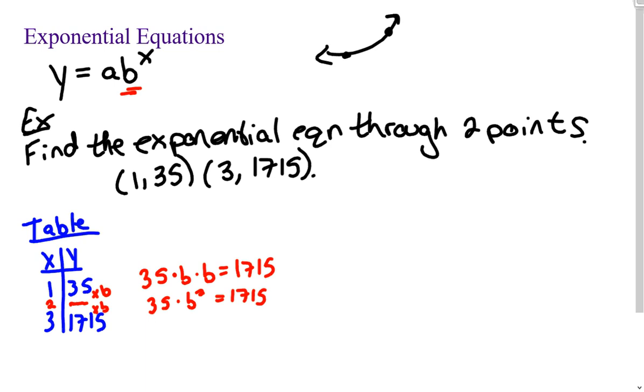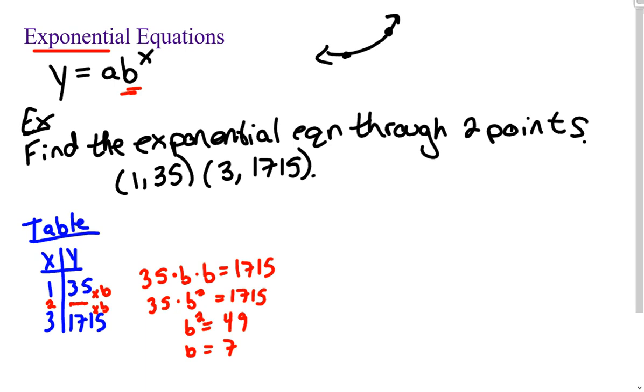Divide both sides by 35, so you get b squared equals 49. Square root both sides, and we get b equals 7. Technically, b is positive and negative 7, but for an exponential function, it can only be positive 7. So I found what my b value is.